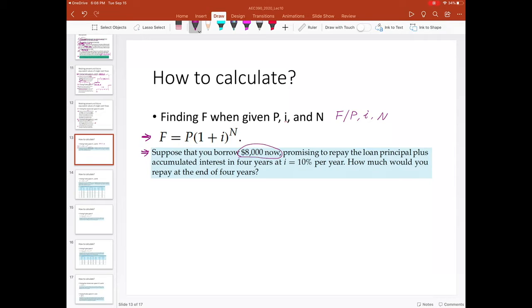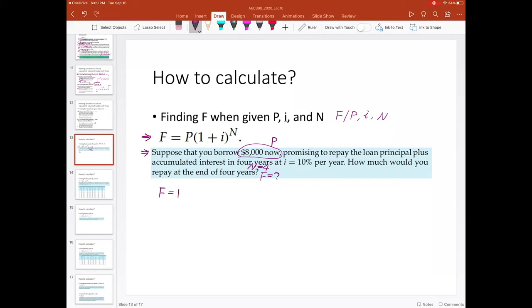Suppose that you borrow 8,000 now. That 8,000 you borrow is going to be your present value. Promising to repay the loan principal plus accumulated interest in 4 years, so N is 4, at interest rate I of 10%. How much would you repay at the end of 4 years? So you want to find out F. F is unknown.